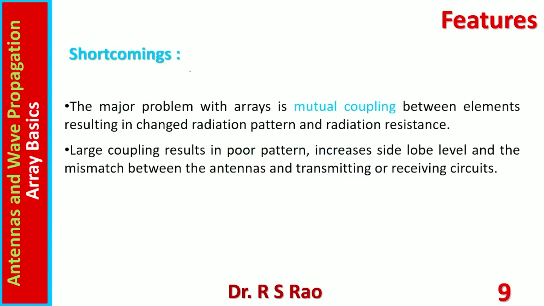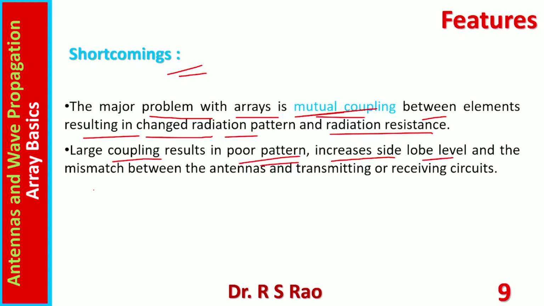There are certain shortcomings with arrays. They are mentioned here. The major problem with arrays is mutual coupling between elements, resulting in changed radiation pattern and radiation resistance. Large coupling results in poor pattern, increased side lobe level, and mismatch between antennas and transmitting or receiving circuits. These are shortcomings. Not many, few. All these are a result of mutual coupling that exists between elements of the array.